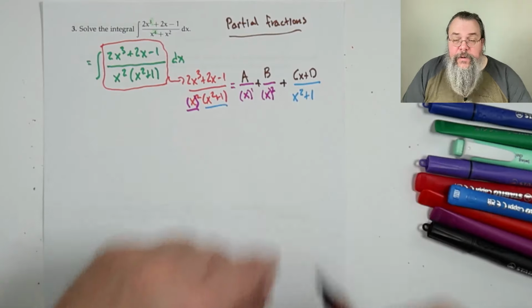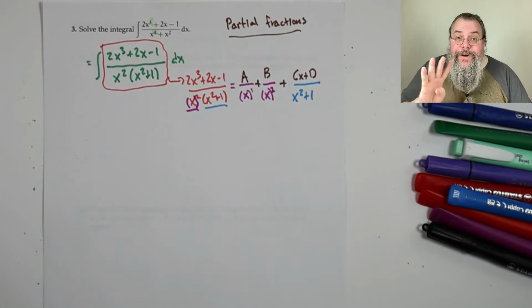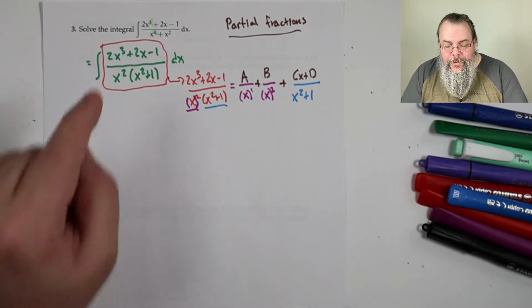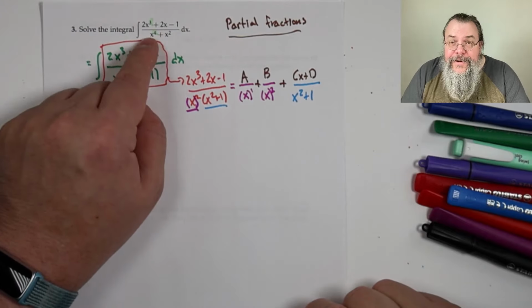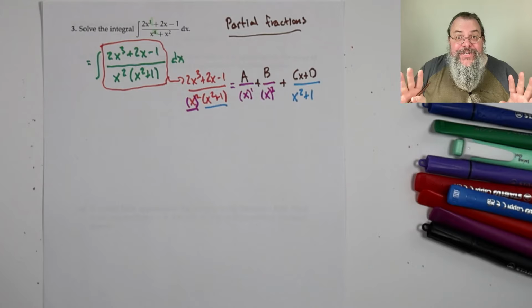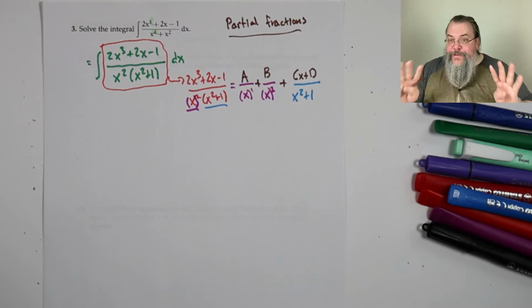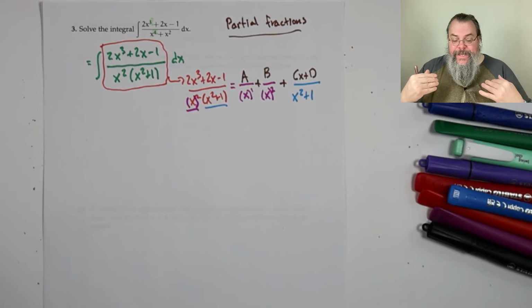Now, there's always a quick sanity check, and here it is. How many unknowns do we have? A, B, C, D. 4 unknowns. What's the degree of the denominator? 4. Those should match. If they don't match, mistakes were made, and you say, okay, whoa, they're not matching. Let me find my mistake.